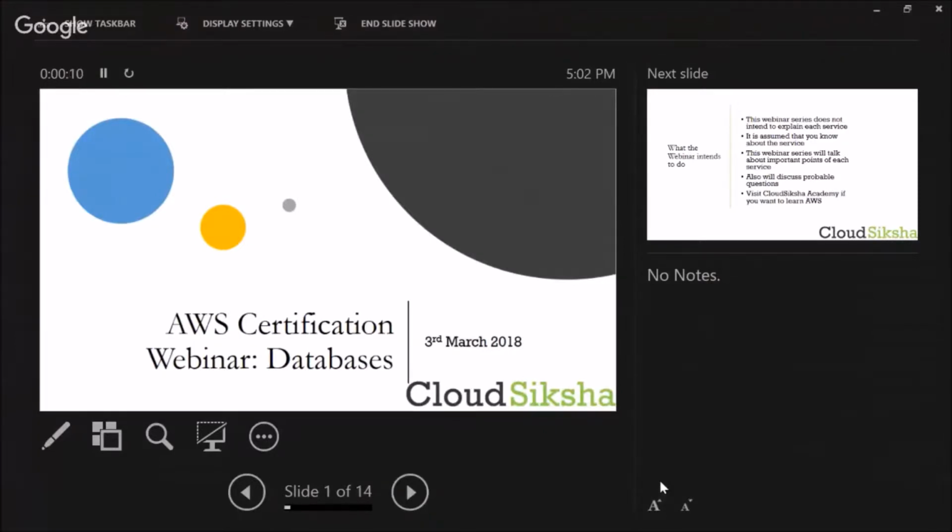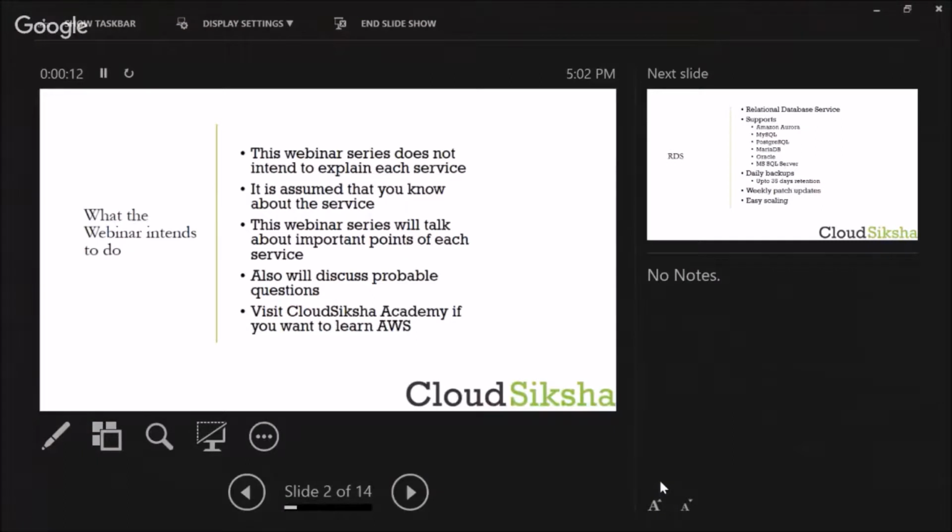various databases. And before we go there, like I say every time, let me clarify what this webinar is going to do. The webinar is not to explain every service to you. We assume that you know about the service. This series will talk about important points of each service. We will discuss what could be the probable questions that may come up during the exam.